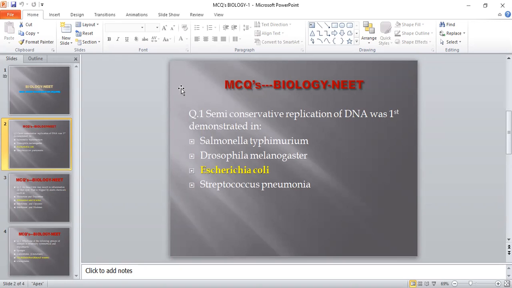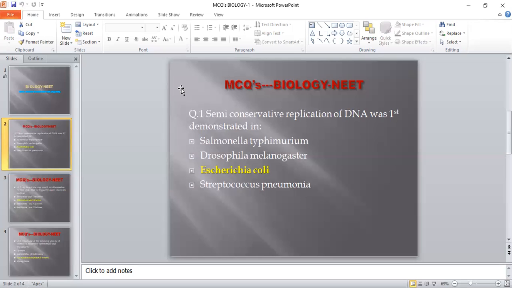Because semi-conservative DNA replication was first shown in E. coli, then in plants as well as human cells. Escherichia coli was selected because it can be grown easily in test tubes, agar plates, or Petri plates. It can be found either in aerobic or anaerobic conditions. Relatively quick generation time of E. coli. Simple DNA structure. It contains a single circular DNA molecule. Hence, the correct option for this question is option C, Escherichia coli.